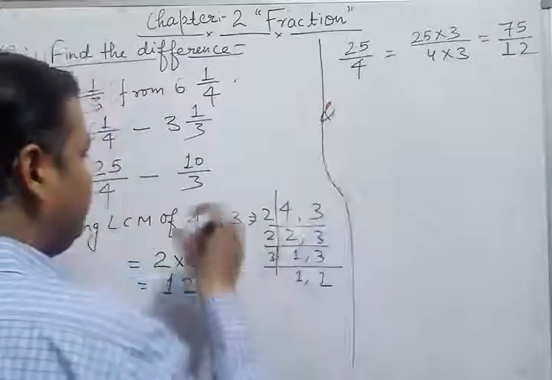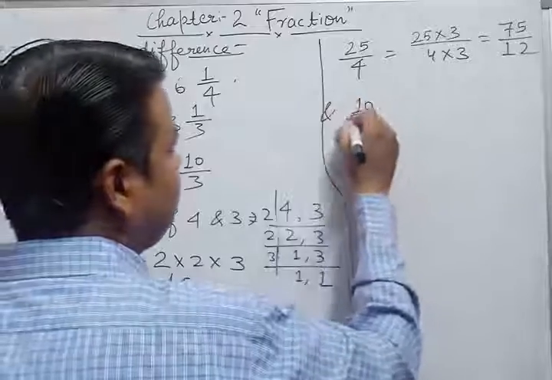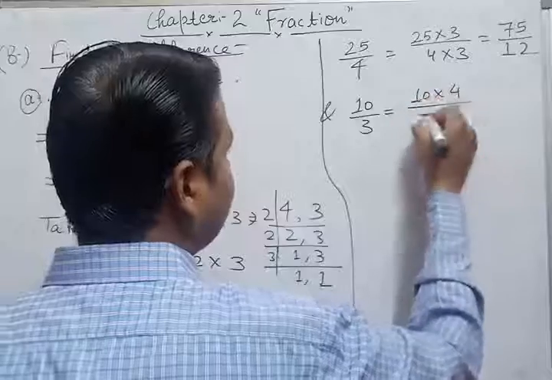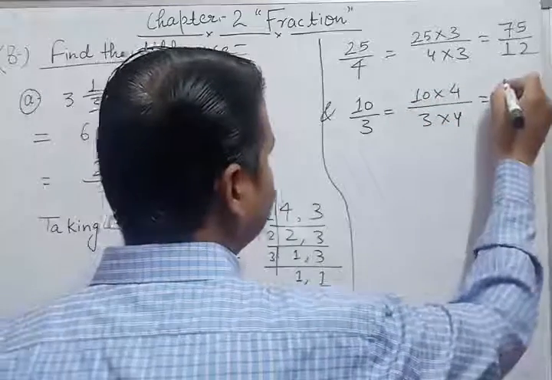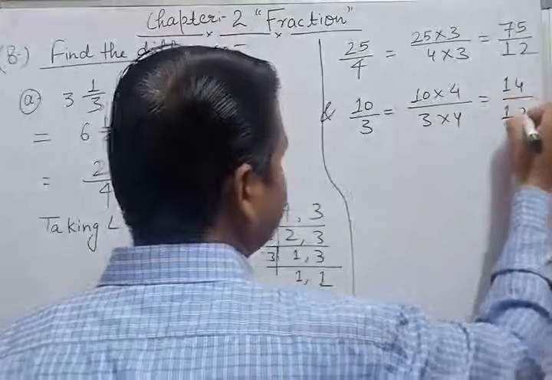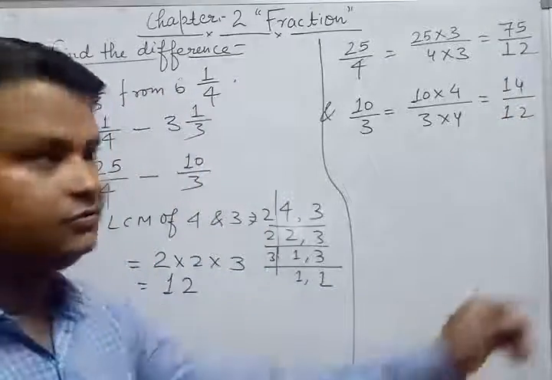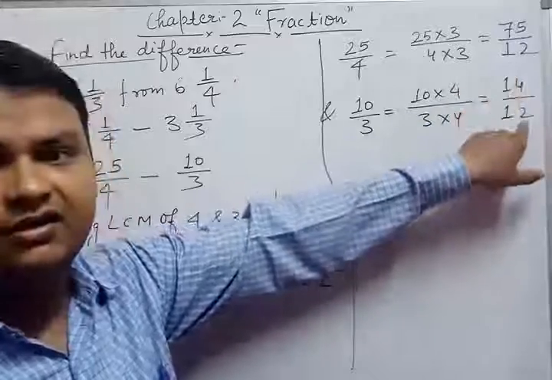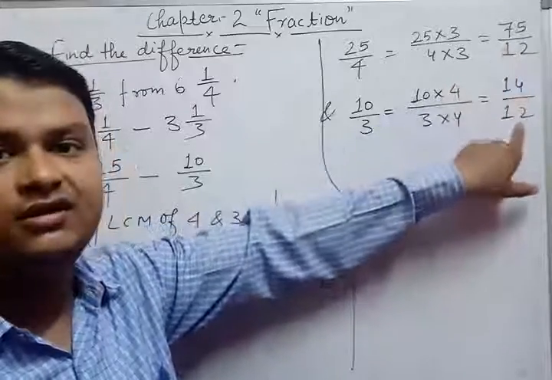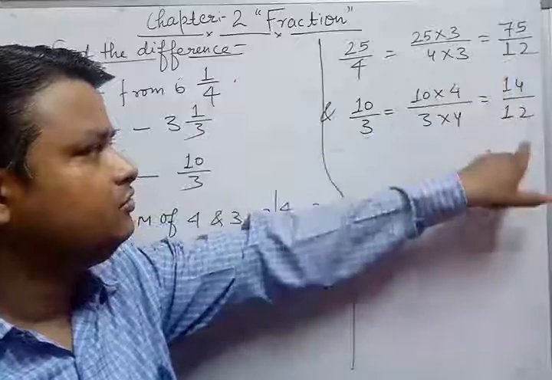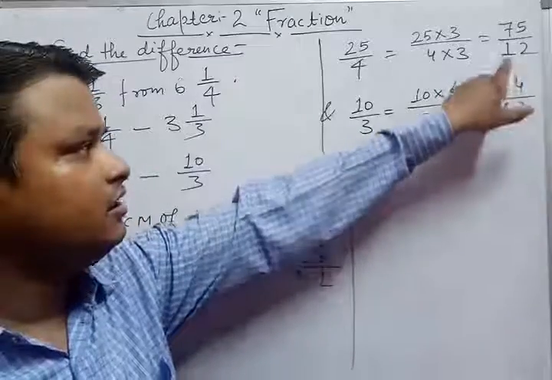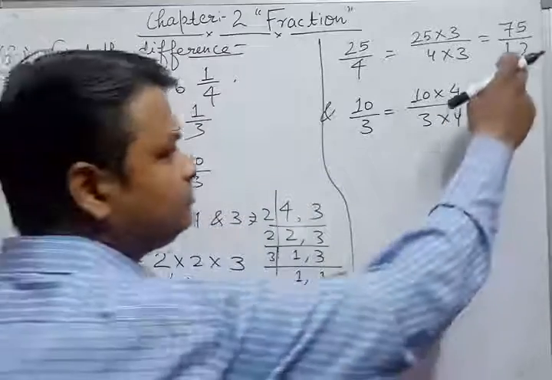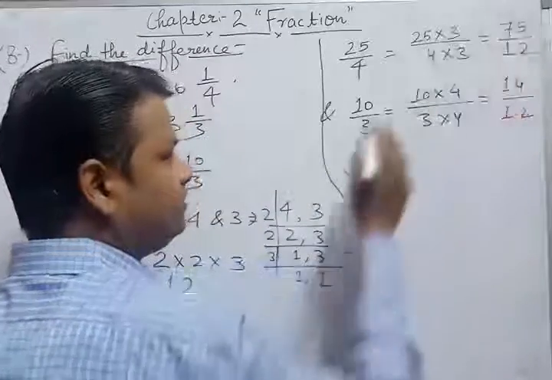And in the same way we can write 10 upon 3 is equal to 10 into 4 upon 3 into 4. Then we will get 40 upon 12. Now students, you see that both the fractions are like fractions, so it is very easy. You have to subtract this fraction from this fraction.